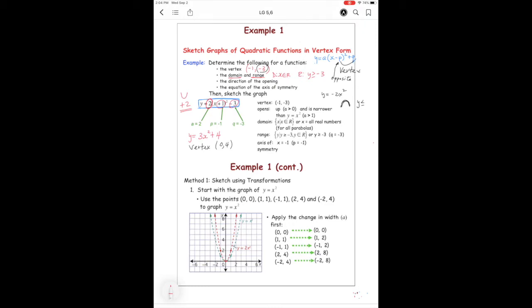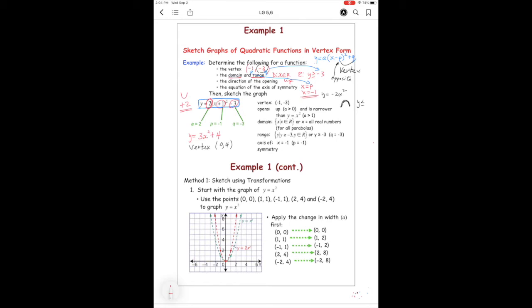Now direction of opening, we sort of just did that prior to this. It's opening up. And the equation of the axis of symmetry, we did that last time. It's always x equals p. And remember, I sort of get into a habit: this is the p, this is the q. The q always comes into the range, and the p always comes into the axis of symmetry. So x equals negative 1 is the answer.